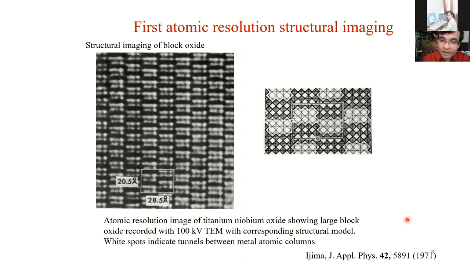And then in the 70s, Sumio Iijima imaged the titanium niobium block oxide. Here you can see the atomic resolution image of this oxide material. You can see these white spots here. They are just the tunnels between the atomic columns, and the dark spots represent the atoms of metals like titanium and niobium. We don't have oxygen here. We cannot see the oxygen.